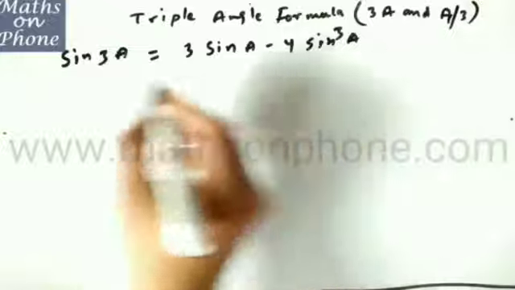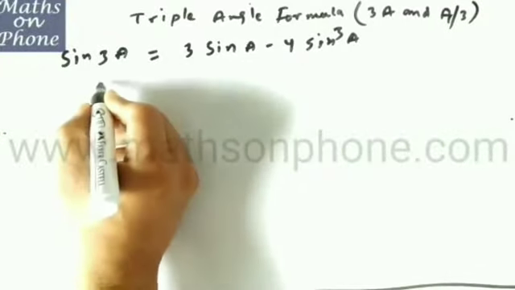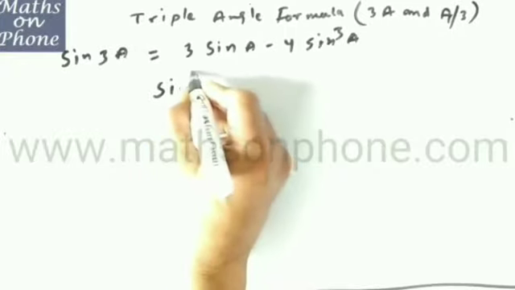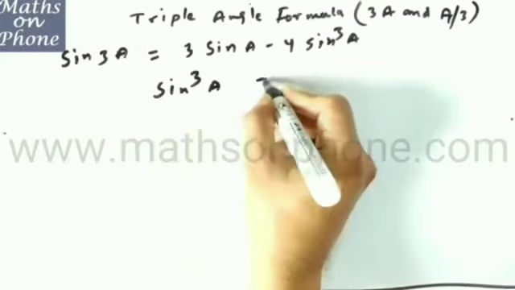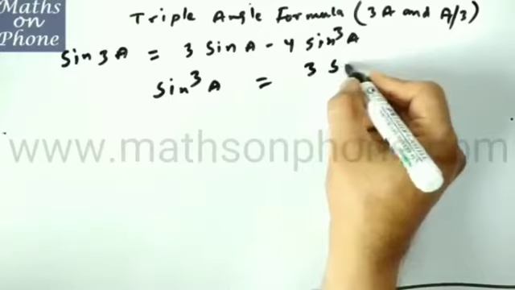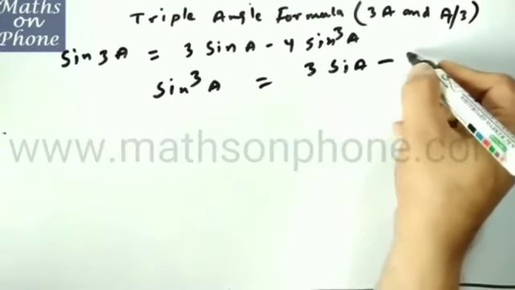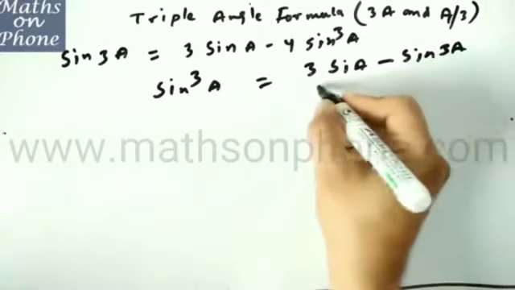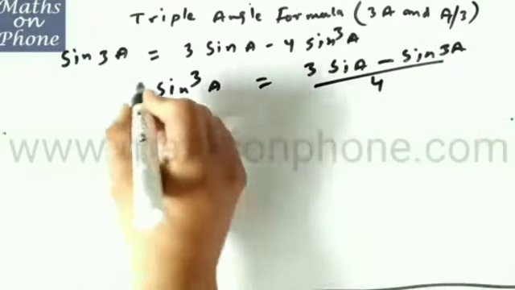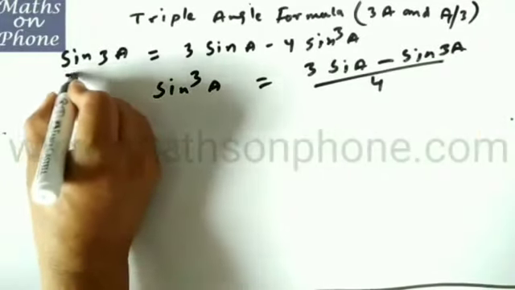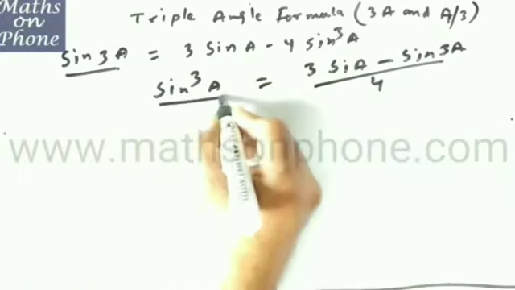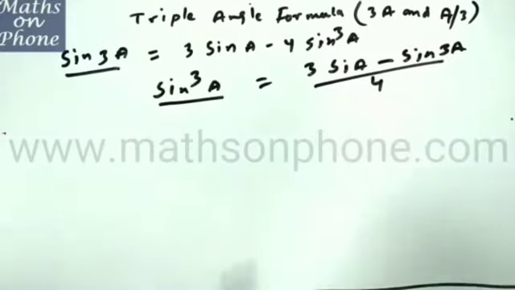See, from here, if you need to find sine cube A, you can make it the subject. It will come out to be sine cube A is equal to (3 sine A minus sine 3A) by 4. So, if you need to write sine 3A, you can write in this way. If you need to find a value of sine cube A, you can write in this way.